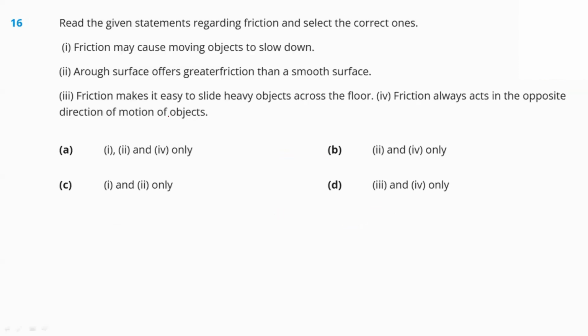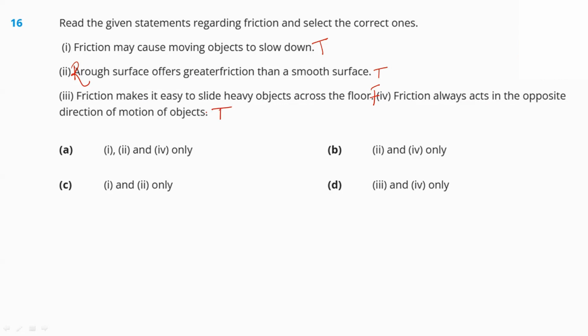Next question. Read the given statements regarding friction and select the correct one. Friction may cause moving objects to slow down. This is true. A rough surface offers greater friction than a smoother surface. This is true. Friction makes it easy to slide heavy objects across the floor. This is false. And friction always acts in the opposite direction of the motion of the objects. This is true. So which are the only correct ones?